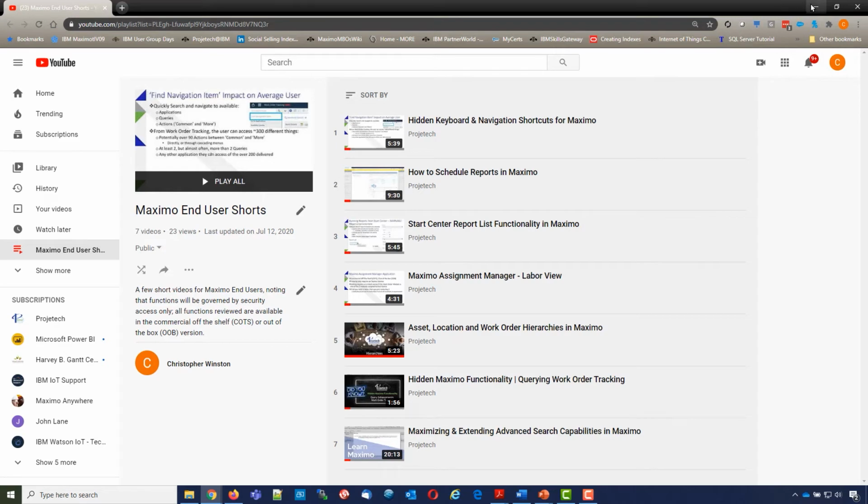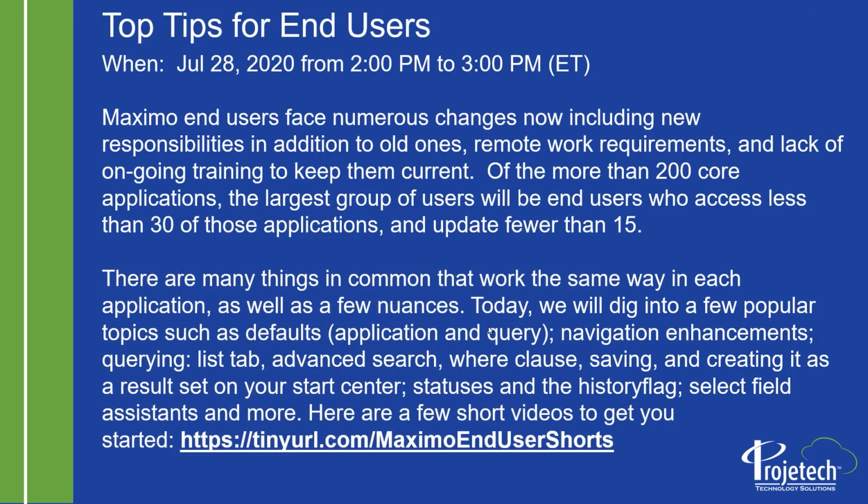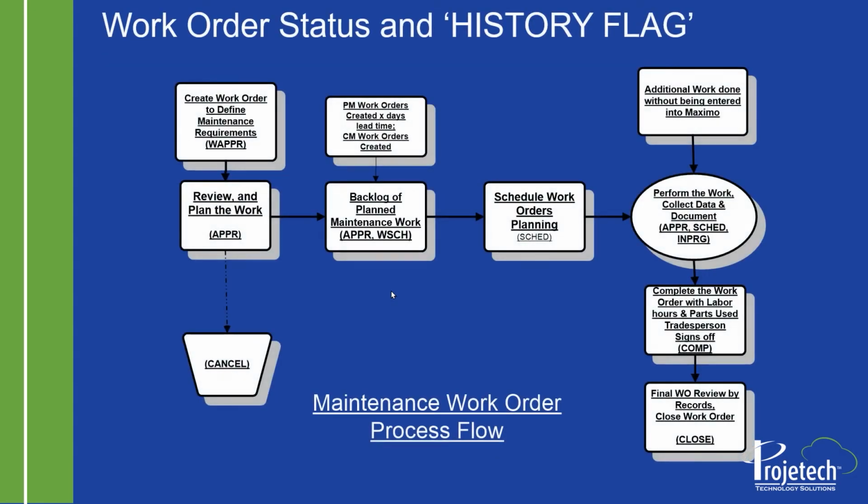All right, let's get back out of there. So what are we going to talk about today? And yes, statuses, of course. This is just a sample flow for work orders. Your business flow and the statuses you use, your list may be different. Most of these are out of the box, but you can use synonyms and set up your own.